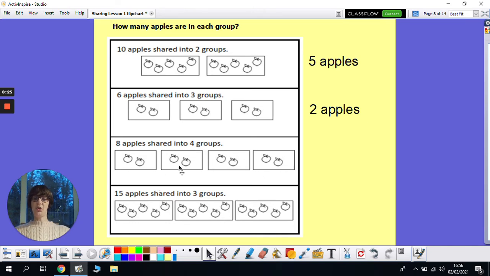Yeah, there's 2 apples in each group here as well, aren't there? We've got 8 apples and we've shared them between the 4 groups and each group has 2 apples. 2 and 2 and 2 and 2. And that equals 8 apples all together. How about this one here? How many apples in each group here? Yep, we've got 5 apples in each group this time.